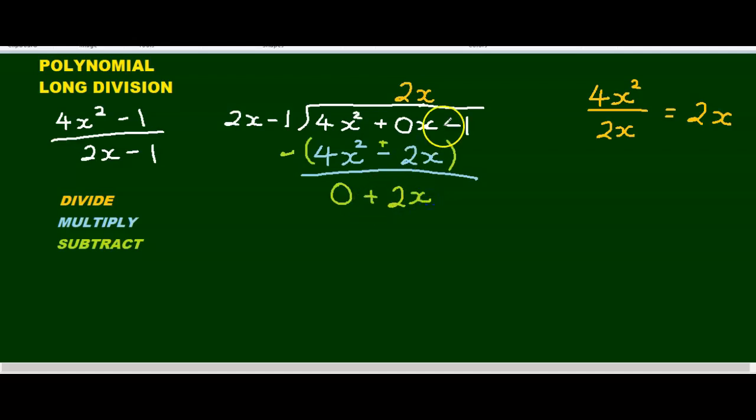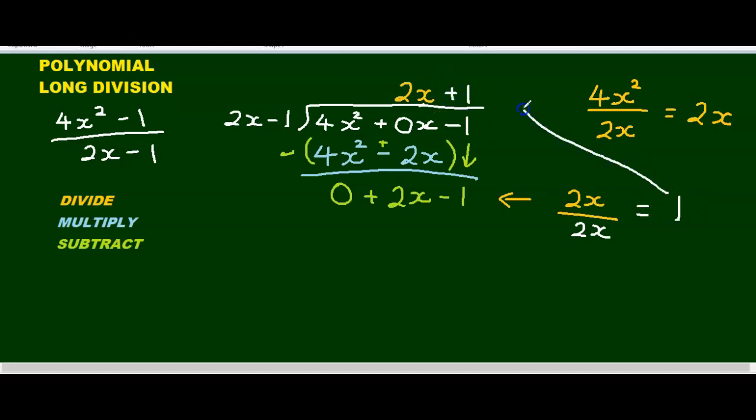Okay, and we're going to bring down that negative 1. Now we're going to divide again. So we're going to take the 2x from here, divide by the 2x in our divisor. That gives me 1. So I'm going to put my 1 in my quotient. That goes there. Okay.